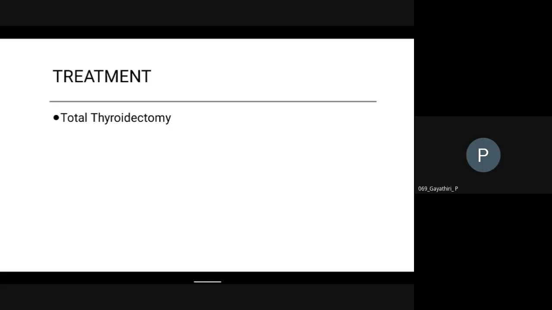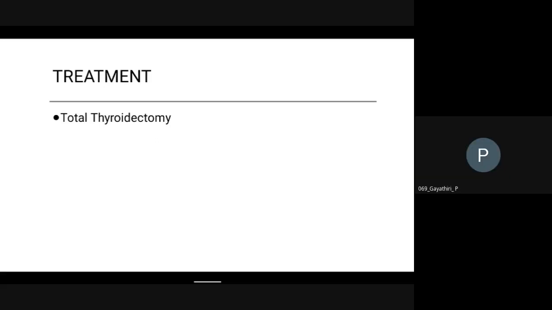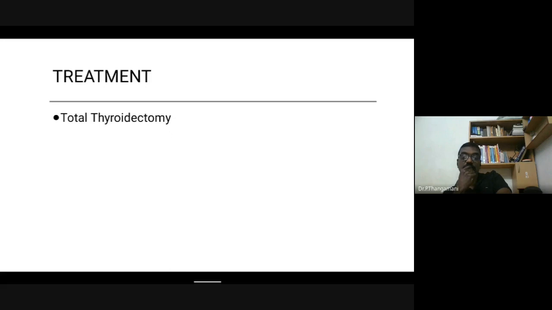Sir, I am not sure, sir. நம்ம total thyroid எடுத்துறோமா ஃபுல்லா என்ன பண்ணணும்? Post-operative what will you do? What is the difference between a hemithyroidectomy and total thyroidectomy?